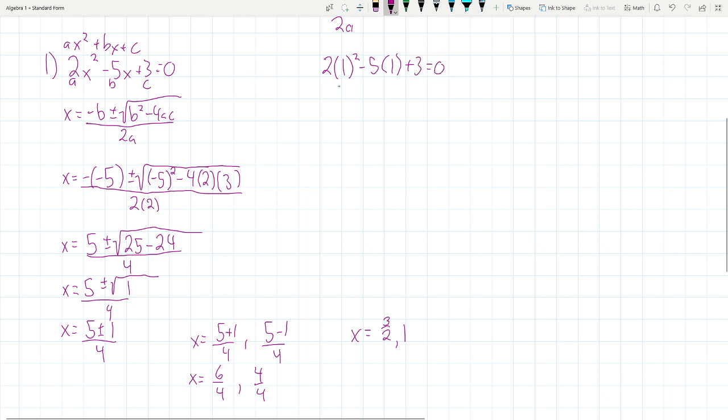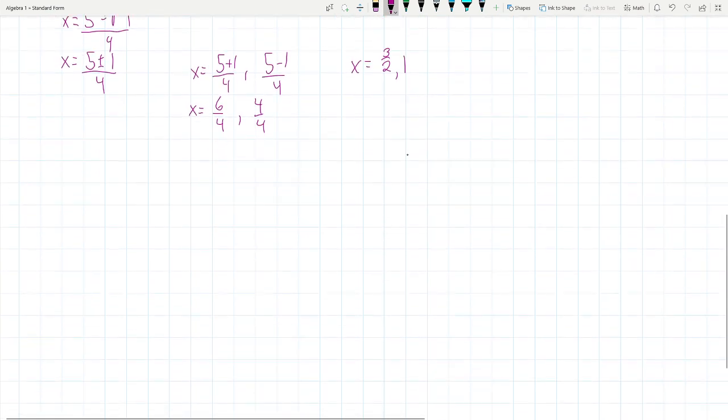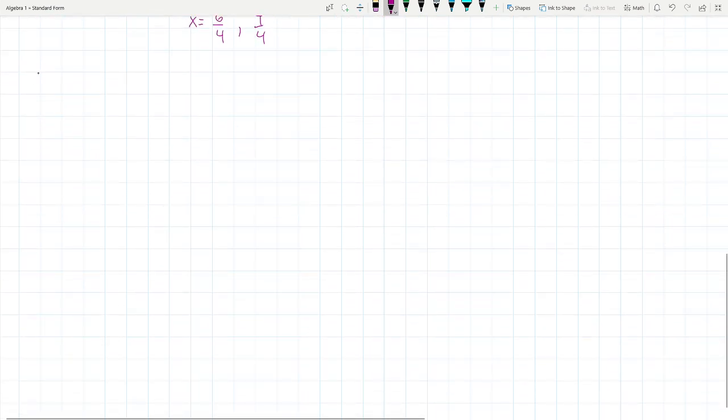This is 1 squared is 1, times 2 is 2. Negative 5 times 1 is negative 5, plus 3. Negative 3 plus 3, and 0 equals 0. We can do the same thing with 6 over 4, or 3 over 2.